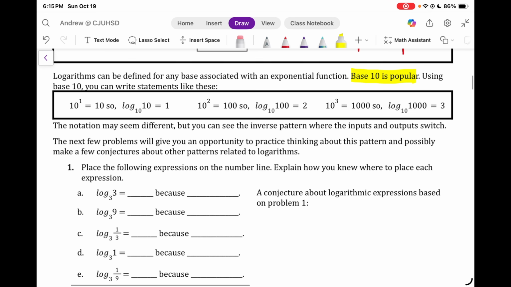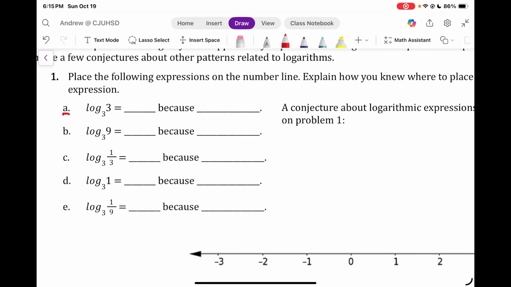Here's some whole number examples. 10 is 10 to the 1. 100 is 10 to the 2. 1,000 is 10 to the 3. 3 to what power is 3? And that's 1, because 3 to the 1 is 3.